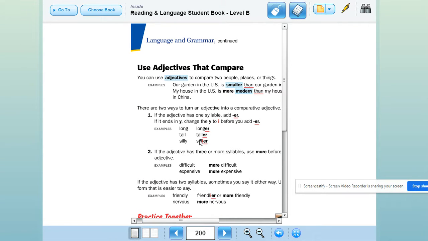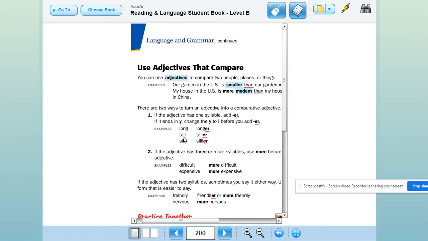There are two ways to turn an adjective into a comparative adjective. First, if the adjective has one syllable, add -er. If it ends in Y, change the Y to I before you add -er. Here is an example. Long. Long is one syllable. So I could add -er, longer. So I could say, for example, this ruler is longer than the yardstick.